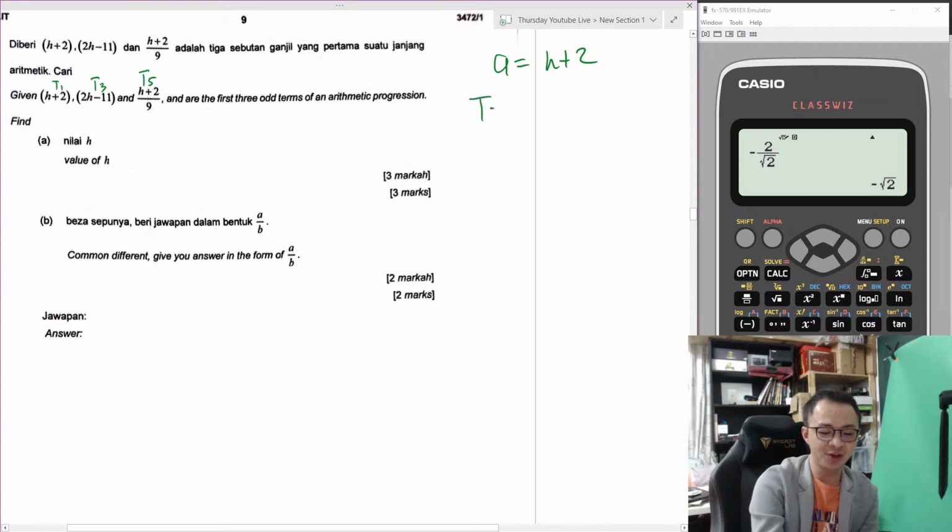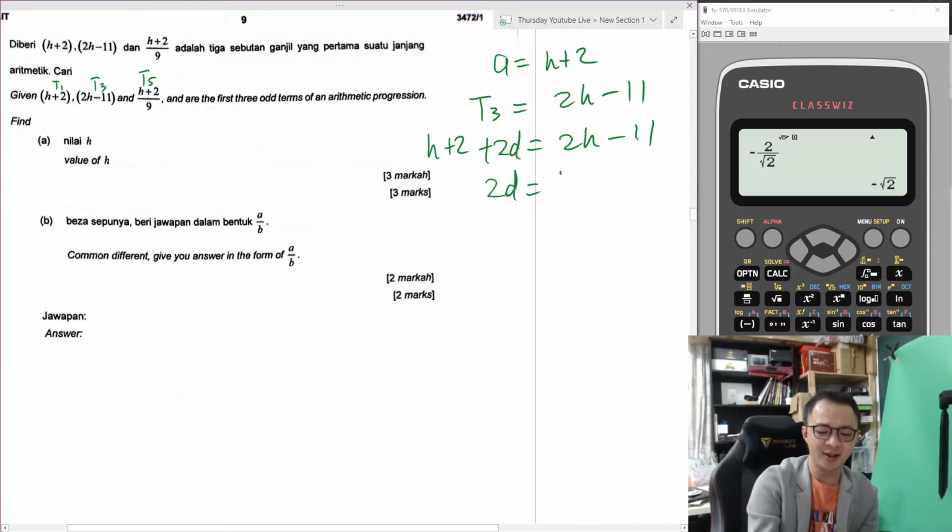Alright, then T3 is equal to 2H minus 1. We know the formula for T3, isn't it? So T3 is A plus 2D. So I have my A. A is H plus 2. Then from here, I should be able to get my D. So this one minus, I get H minus 13. So D should be H minus 13 over 2. Now I got my D.